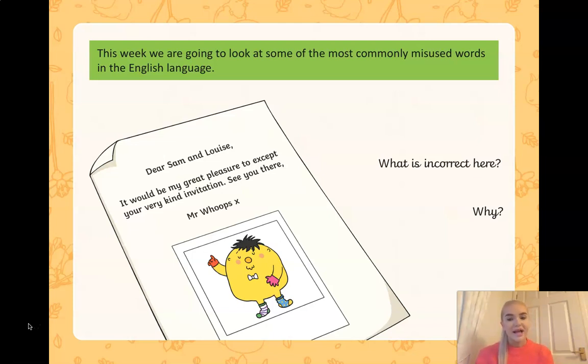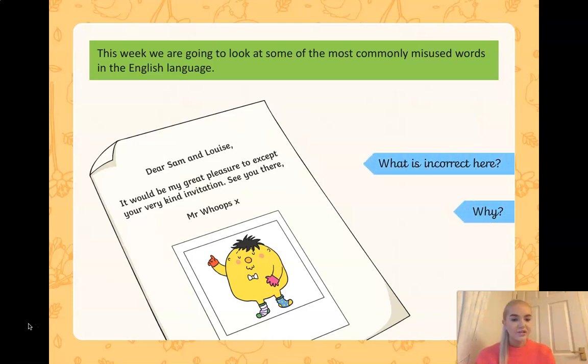Now here I've got a letter and it says, "Dear Sam and Louise, it would be my great pleasure to accept your very kind invitation. See you there, Mr. Whoops." I would like you to think, what is incorrect here and why? There is a spelling mistake in this letter. Can you figure it out? Pause the video and have a think.